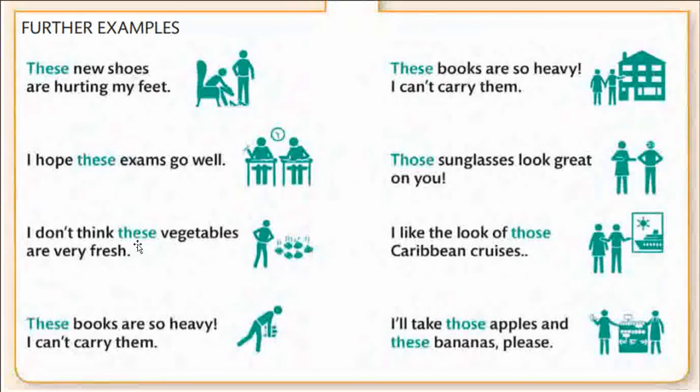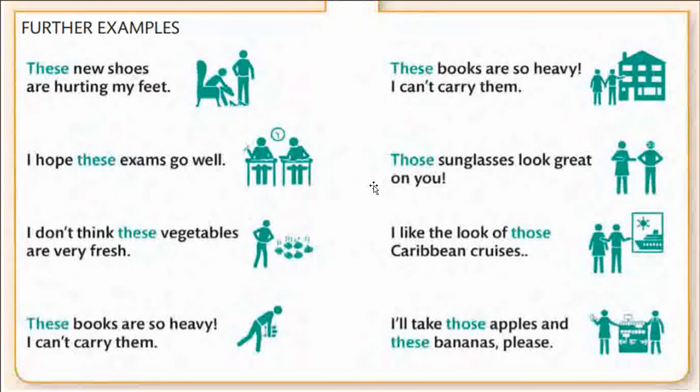I don't think these vegetables are very fresh. That means quite a number of vegetables and close to you. That's why these. These books are so heavy. I can't carry them. These are a number of books and close to you. These books are so heavy, I can't carry them. Looks similar. Now, if you want to change it to plural or far away books, you can say those. Those books are so heavy, I can't carry them.